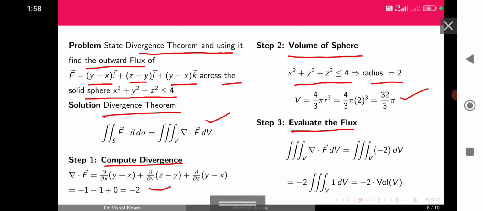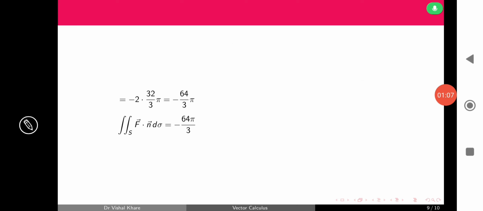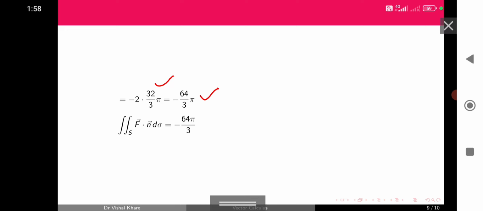So we get the flux. Put here the value of del dot f, which is equal to minus 2, dv, and we can write minus 2 outside the integral. So this is equal to the integral of dv, so minus 2 into the volume of V. Putting the volume here, 32 by 3 pi, we get minus 64 pi by 3, and this is the final answer.